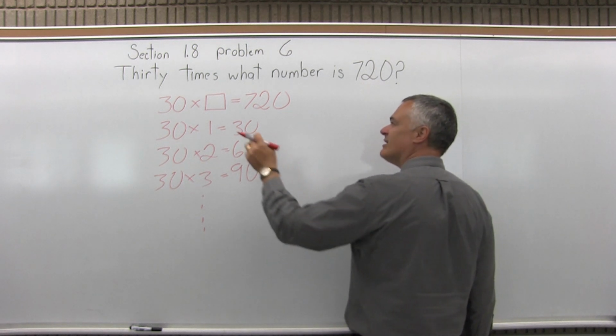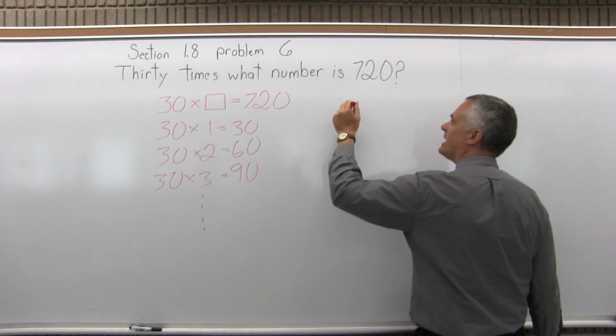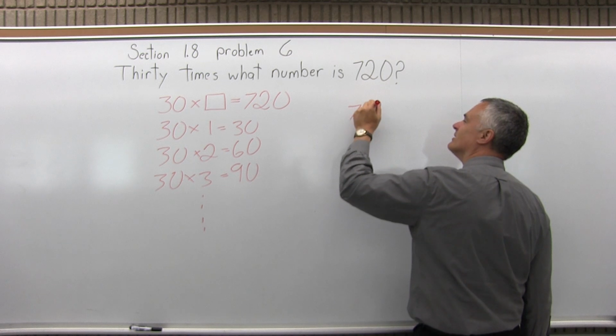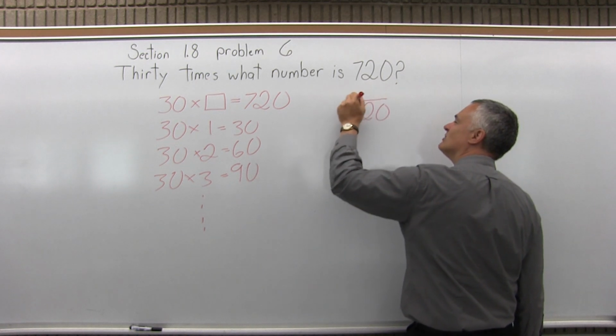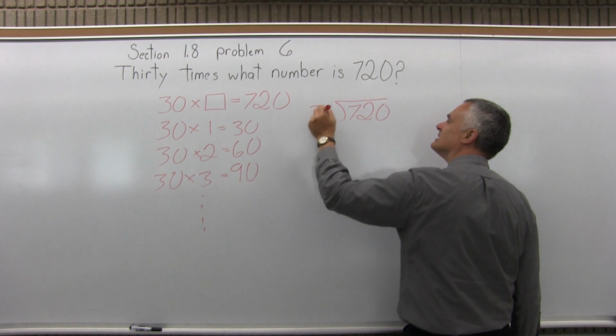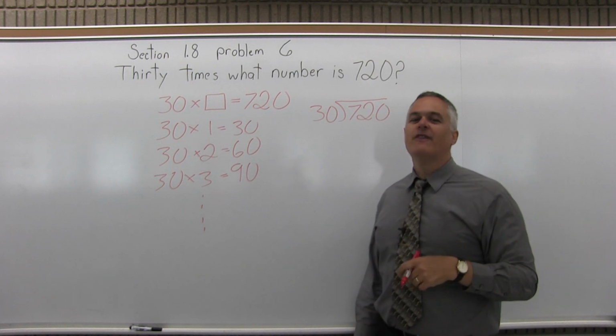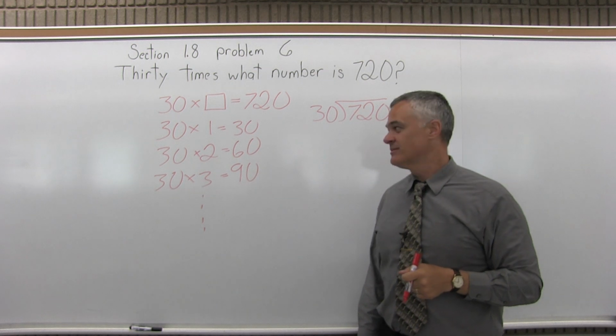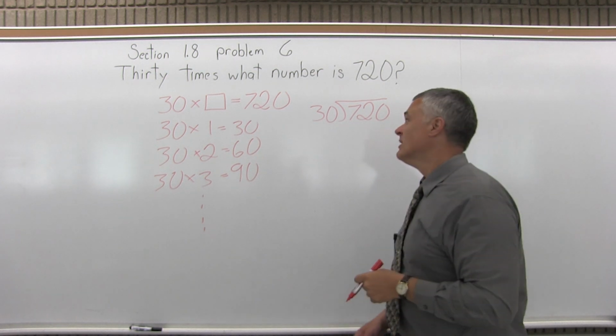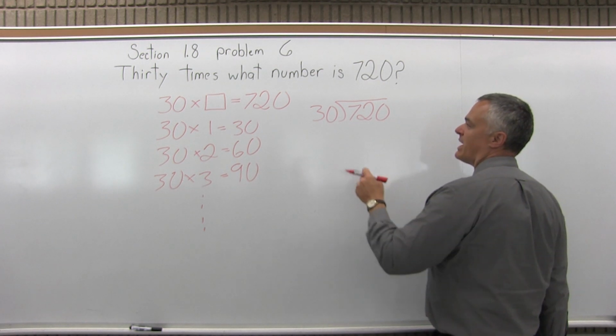So if I have 30 times something is 720, a better way to do it would be to take 720 and divide it by 30. See how many times 30 will go into 720. That will give you the answer faster. The first method will work, but the second method is better.